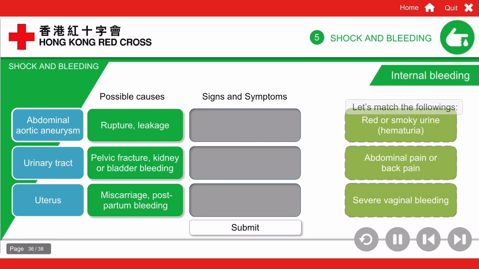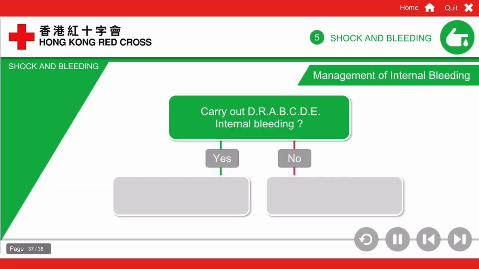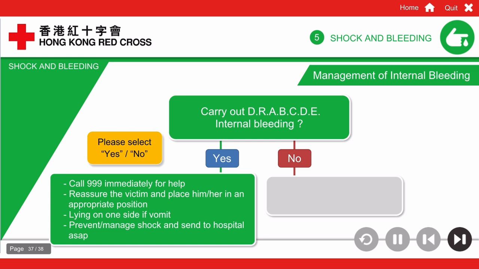Are you sure to answer? To manage internal bleeding, perform primary survey procedures DRABCDE. After that, carry out secondary survey to see if the victim shows signs and symptoms of internal bleeding. If yes, call 999 immediately for help, reassure the victim, and place him or her in an appropriate position. If the victim vomits, place him or her lying on one side. Bear in mind that you should prevent, manage shock while managing the wounds, and send the victim to hospital as soon as possible.